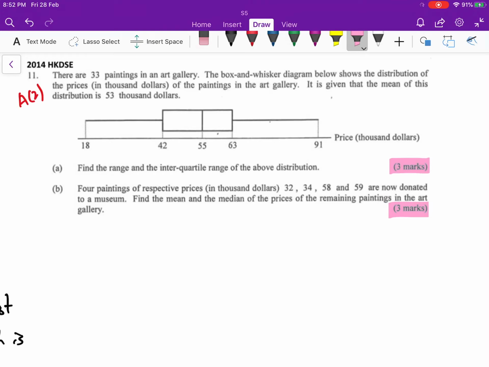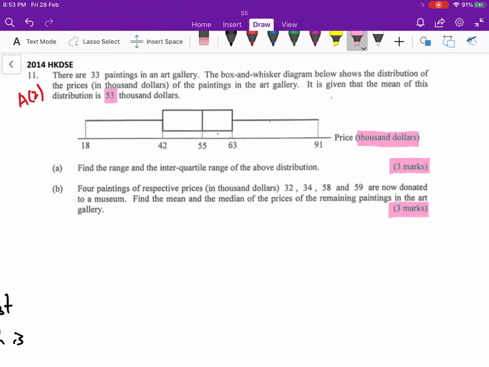11 mean you will be facing it in A2 session, and this question carries 6 marks, okay? So now take a look at this. So read the question together. There are 33 paintings in the art gallery. The Box-and-Whisker diagram below shows the distribution of the price in $1,000. Remember again, okay, the units, okay, in $1,000.